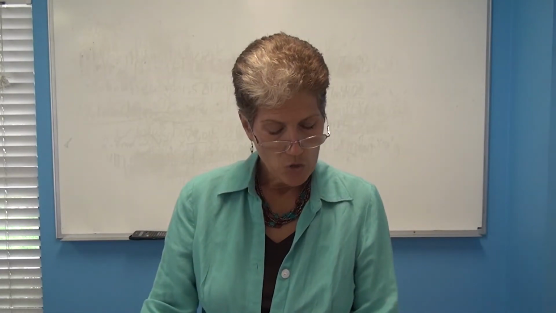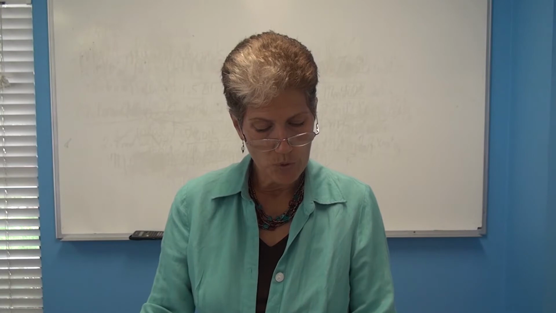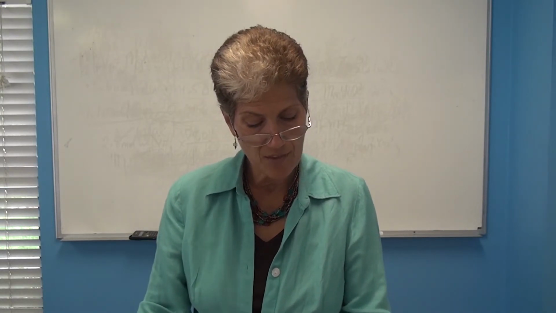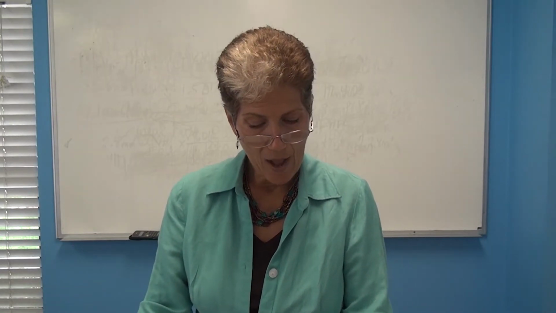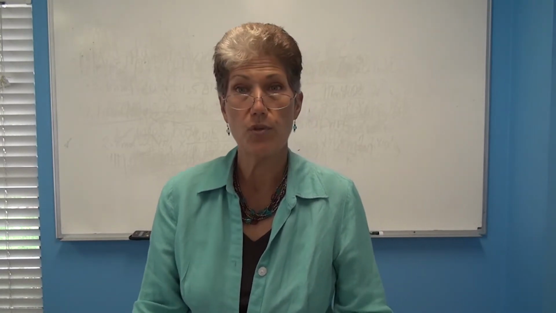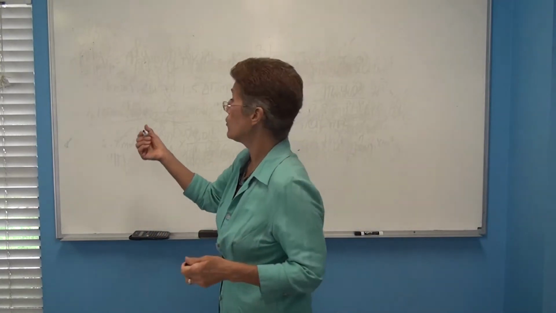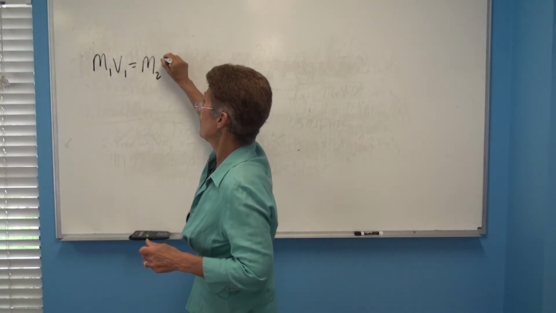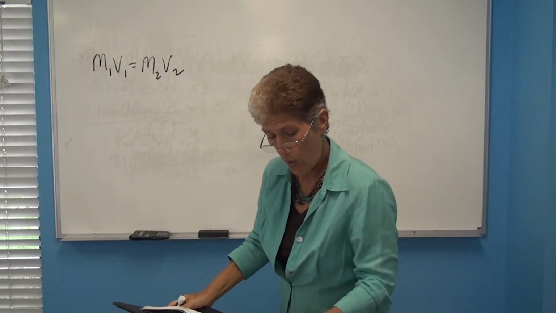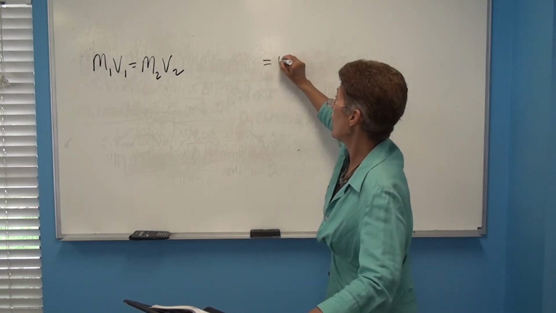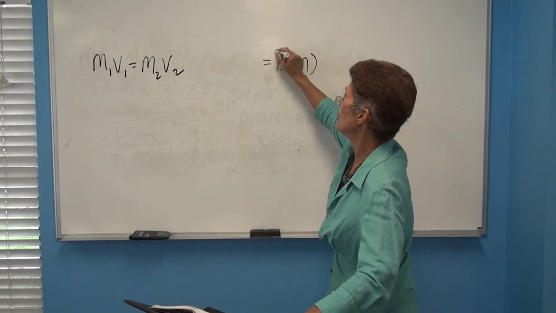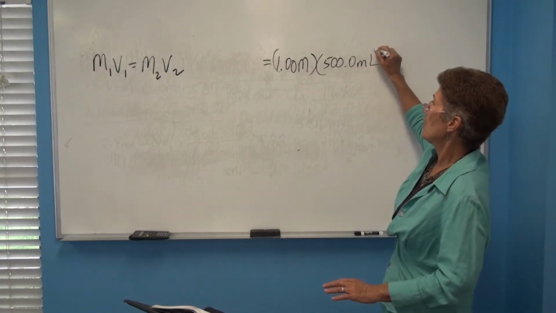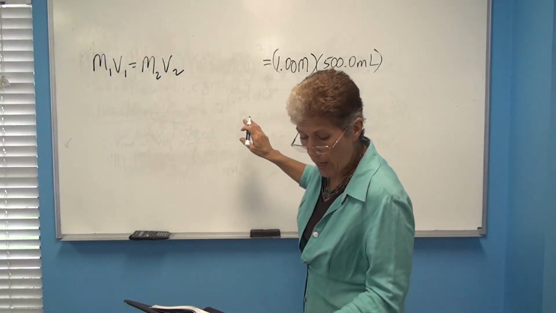Number 15, you are told to make 500 mils of a 1 molar solution of sodium hydroxide. You find a solution of sodium hydroxide that's already made, but its concentration is 3.41 molar. How would you make the solution you are told to make? So this one, I am going to use M1V1 equals M2V2. And so we are making a 1.00 molar solution, and we want to make 500 mils of that. So that's the final volume.